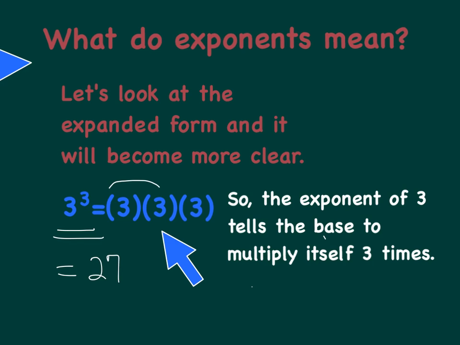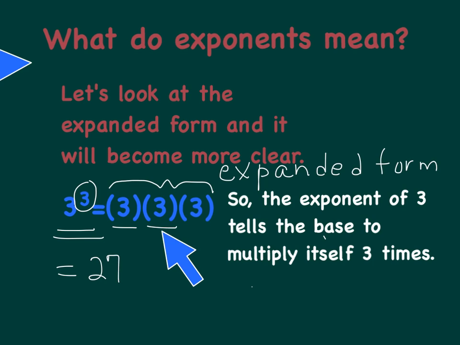This form is what we're going to refer to as being the expanded form. So the expanded form is going to show us multiplying the base however many times the exponent guides us to. So in this example, the exponent says multiply the base 3 times. So we have 1, 2, 3.